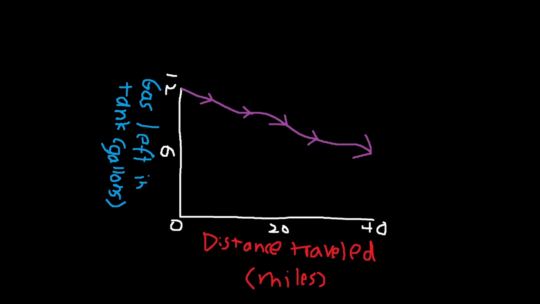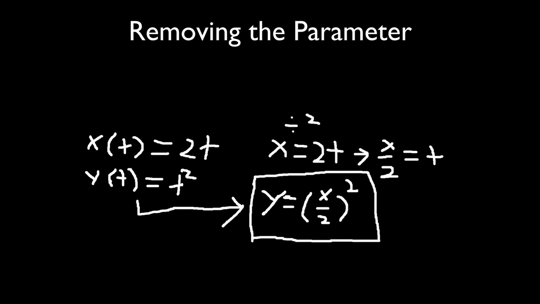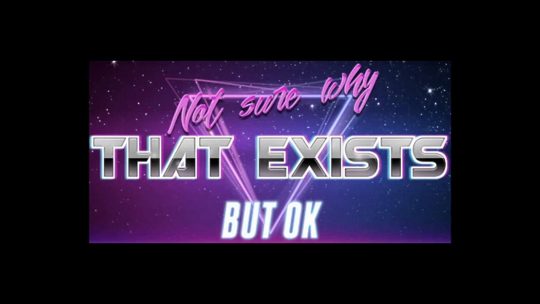The x-axis measures the total distance traveled since 1 p.m., and the y-axis measures the amount of gas that is left in the car as it steadily decreases. Notice how the time since 1 p.m. is not being tracked on the graph. But if you wanted to, you could remove the parameter and turn the parametric function into a normal function. That exists as an option.